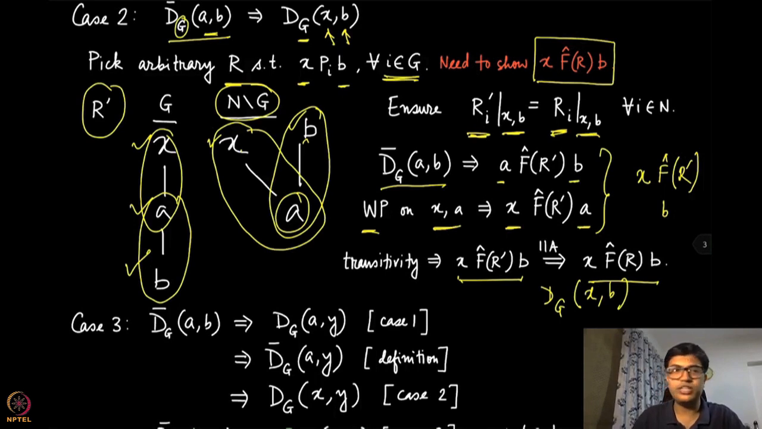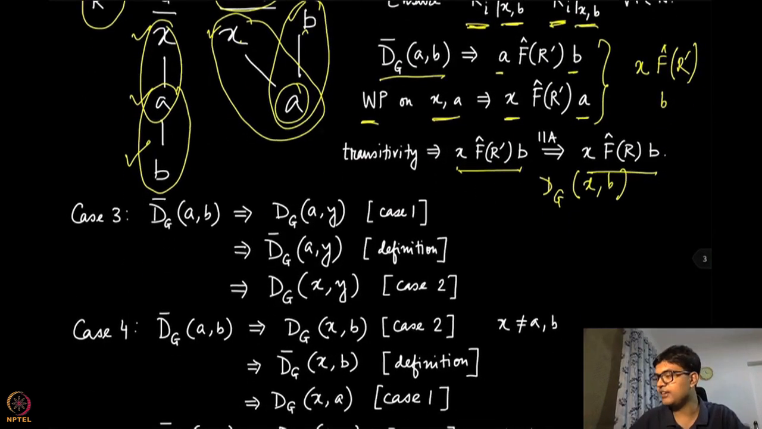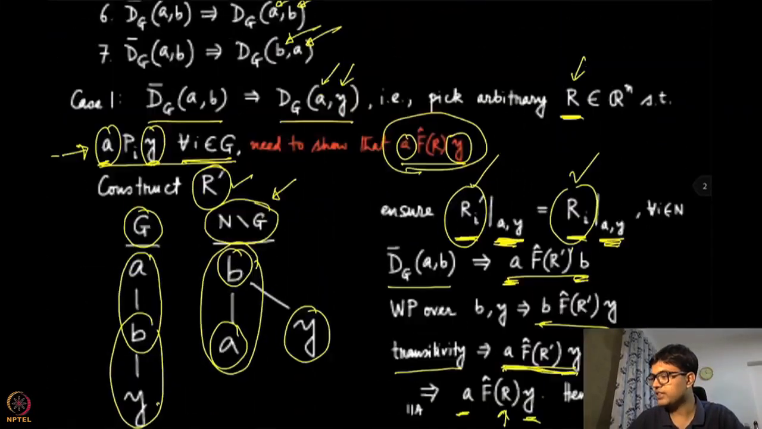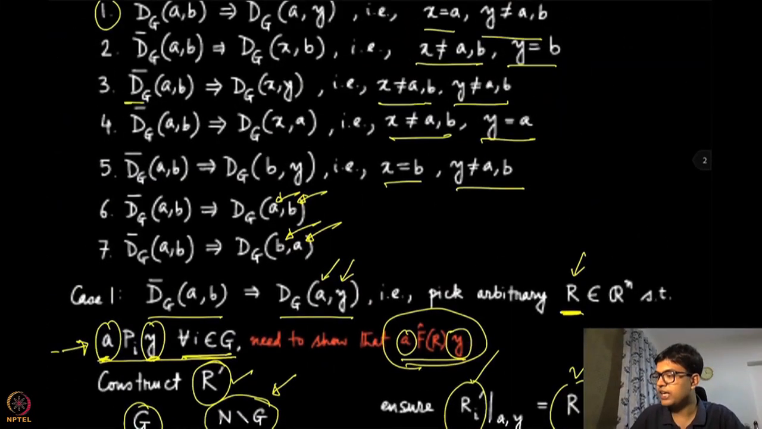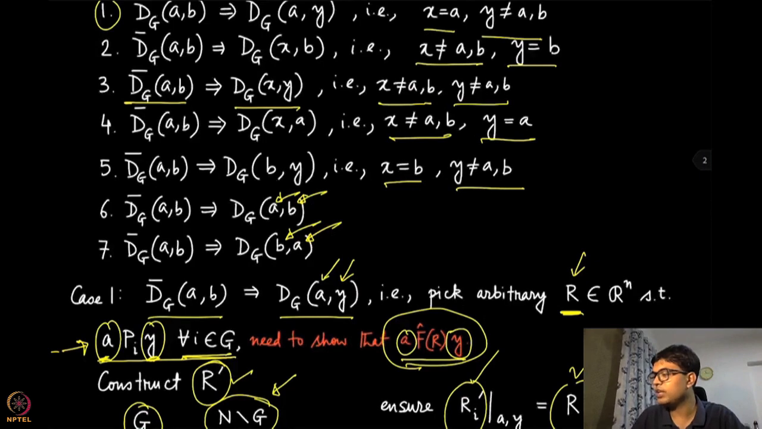Okay, so now that we know how to prove case 1 and case 2, case 3 and the rest of the cases will essentially use these conditions in some clever way. I am just going to go over case 3, and the rest you can do as a reading exercise. I want to skip that because it's just repetitive. So let's go back to case 3. Case 3 was the case where if you have almost decisiveness between A and B, then you are going to have decisiveness between X and Y, where none of them are equal to A or B.